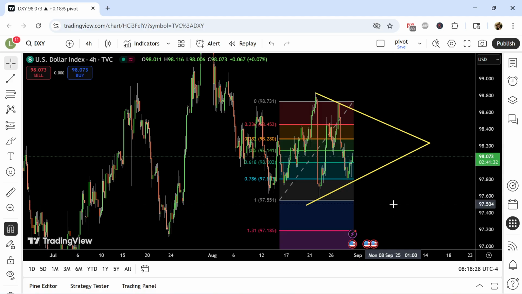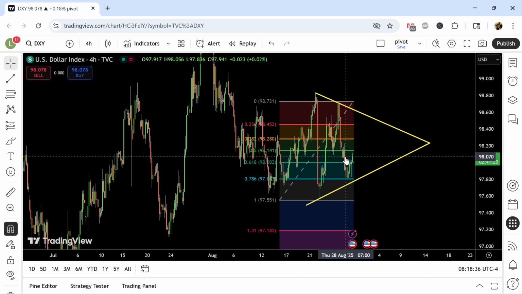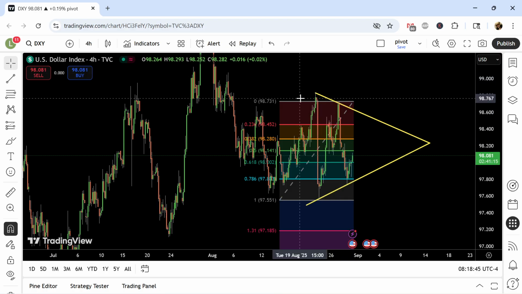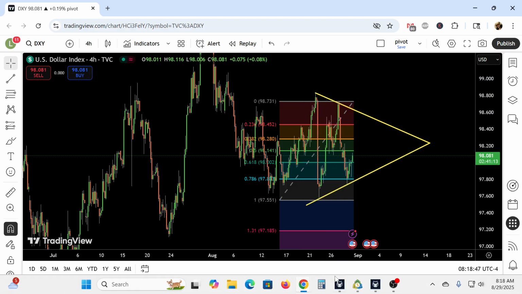Remember, the market is in range most of the time. It's bouncing, as you can see, from the 75 Fibonacci level and expected to go up. When? I don't know. So we have to wait for that.